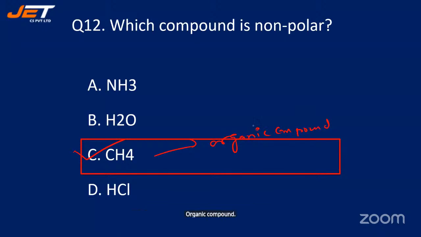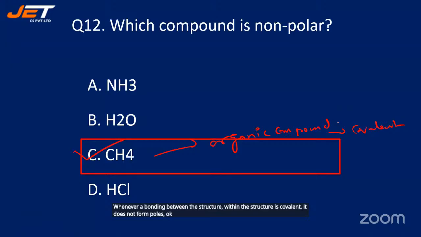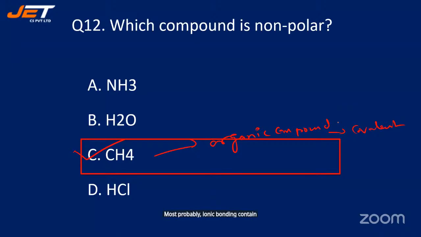So organic compounds are usually made up of covalent bonds. Whenever a bonding within the structure is covalent, it does not form poles. Okay, remember that. Only if it is ionic or if it is having some dative bonds, it may produce the polarity. Most probably ionic bonding untene polarity చూపిస్తుంది. సో ఆర్గానిక్ కాంపౌండ్స్ కి పొలారిటీ ఉండదు. సో ఇక్కడ ఉన్న కాంపౌండ్స్ లో ఆర్గానిక్ కాంపౌండ్ మీథేనే కాబట్టి దానికి పొలారిటీ లేదు.